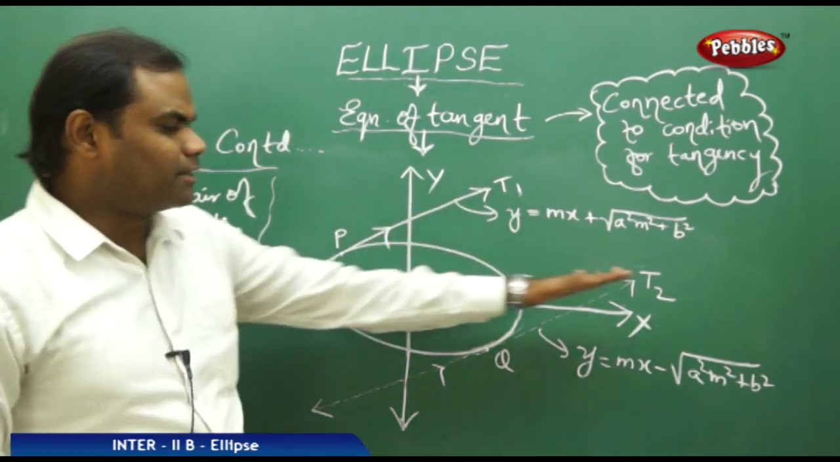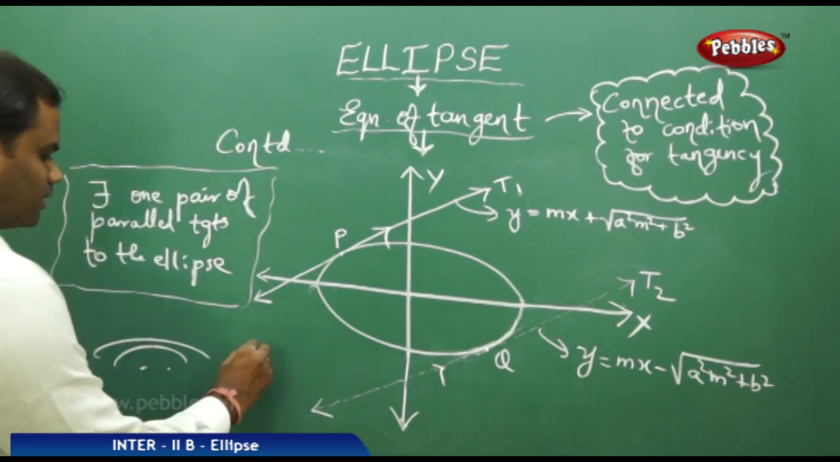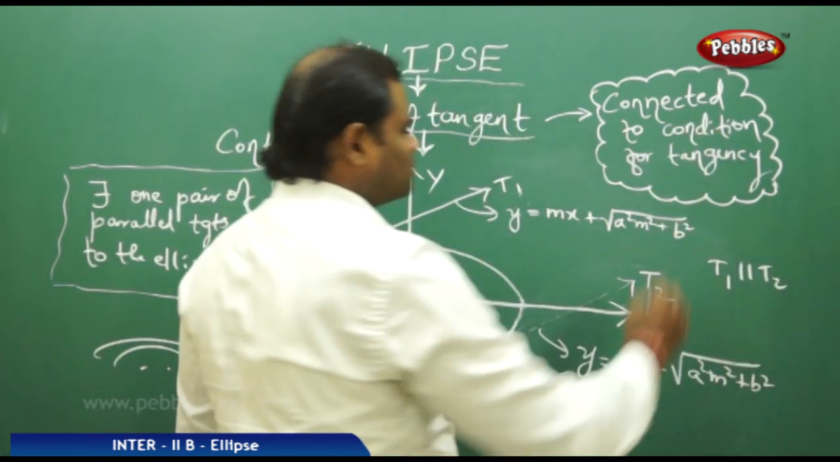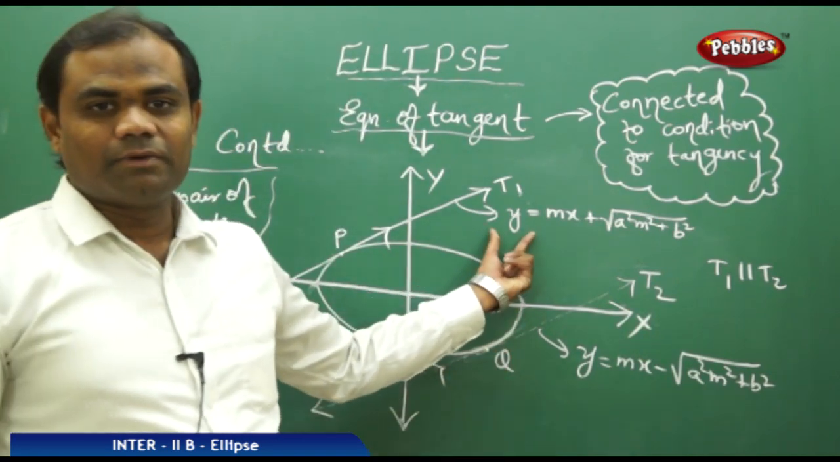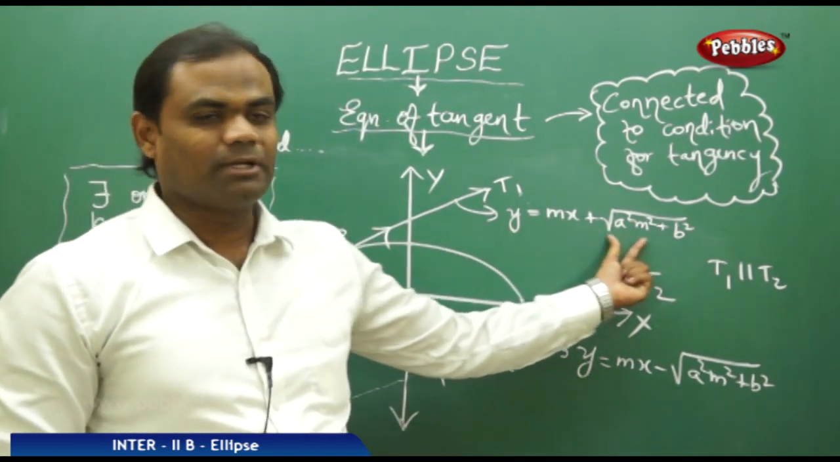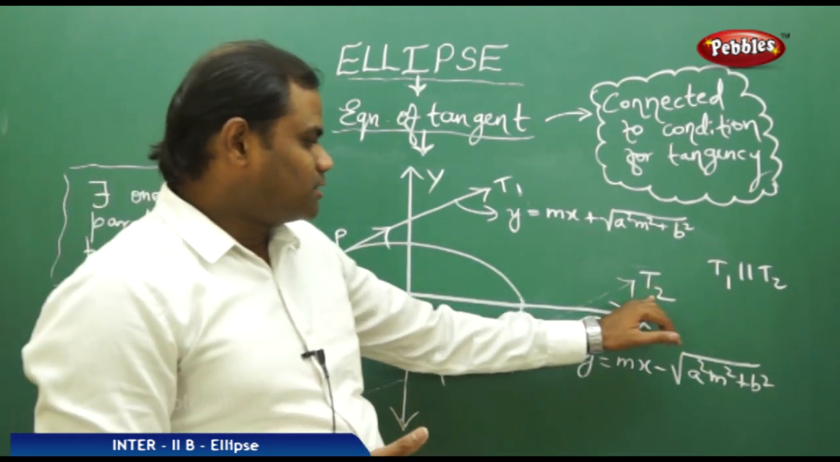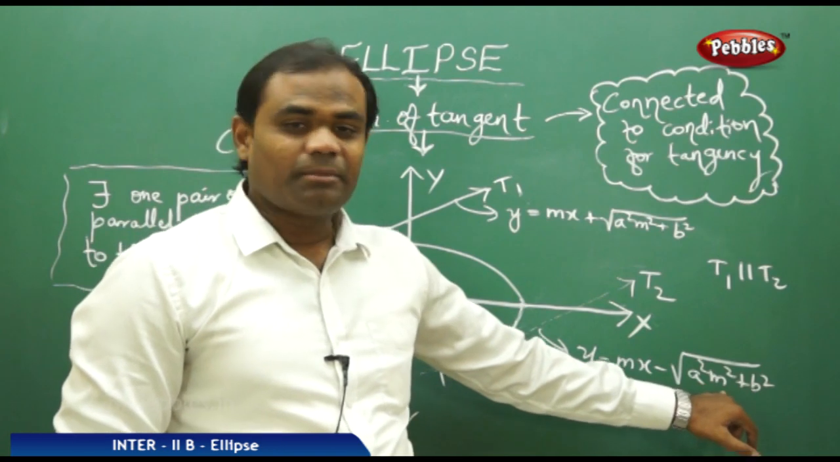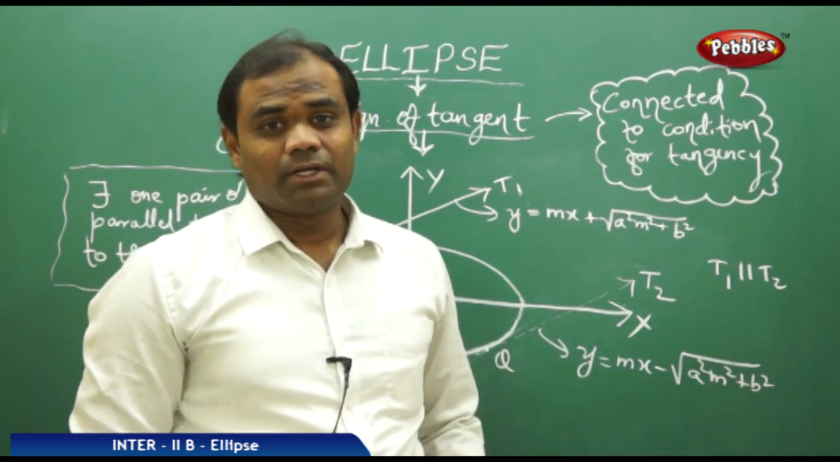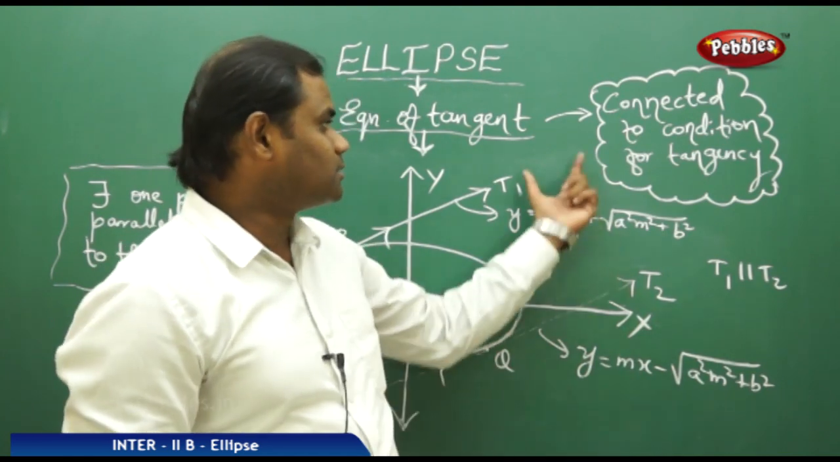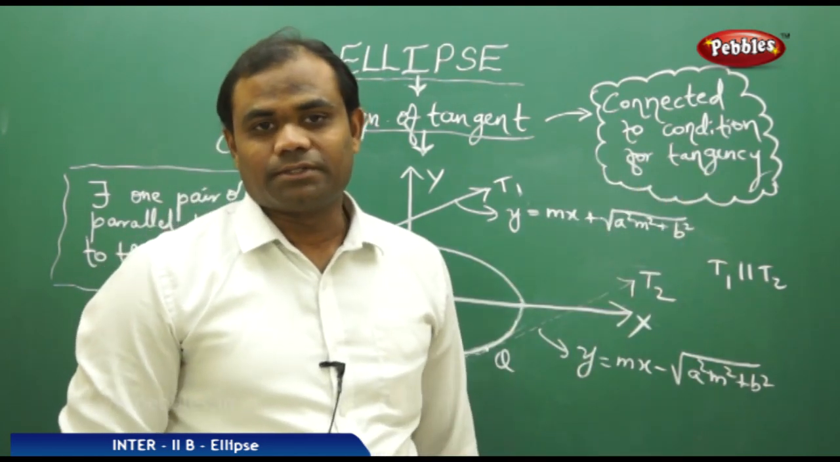This tangent and this tangent are parallel. Therefore, T1 is parallel to T2. One of the tangents, T1, is given by the equation y equals mx plus root a square m square plus b square, and the other tangent, T2, is given by y equals mx minus root a square m square plus b square. The pair of parallel tangents is connected with the condition for tangency.